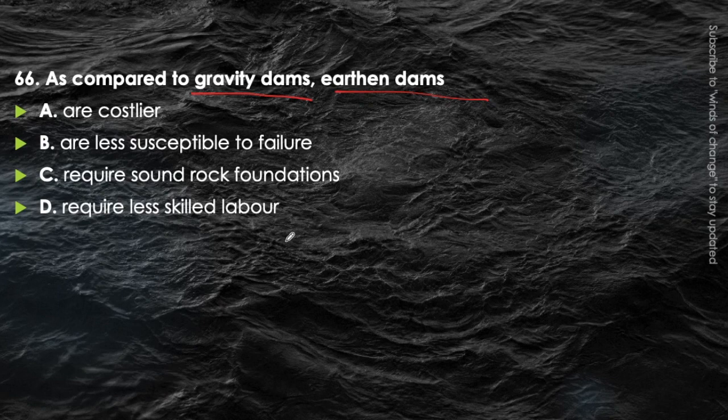Require less skilled labor. We can only say this, that it will require less skilled labor because the nature of the work is not so engineered. So answer D will be the correct answer. That is, it will require less skilled labor. The earthen dam will require less skilled labor as compared to the gravity dams.